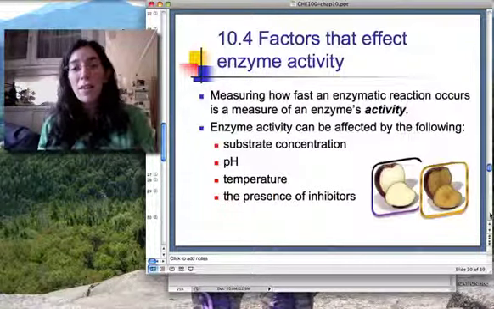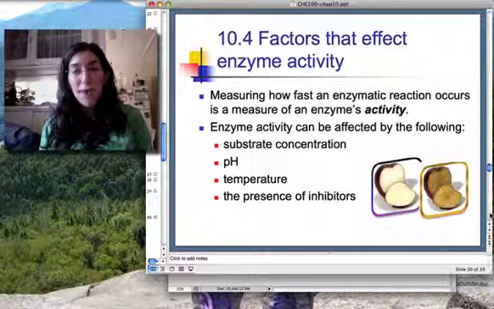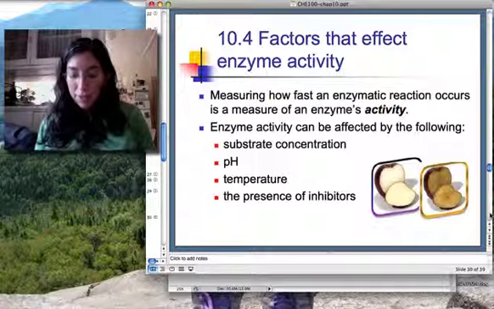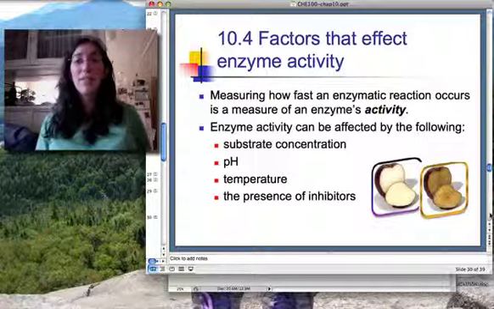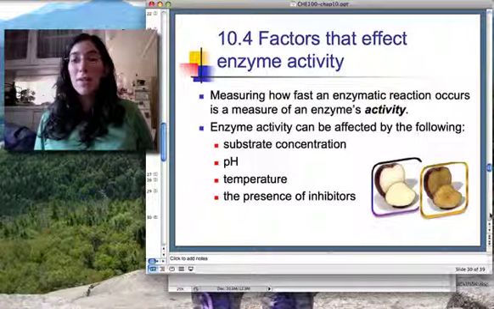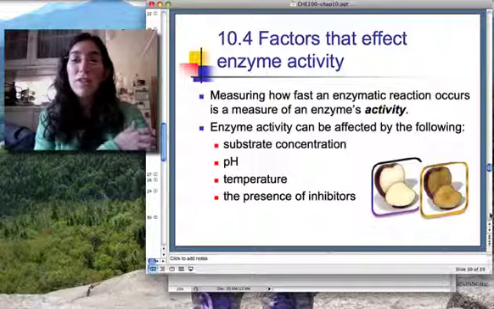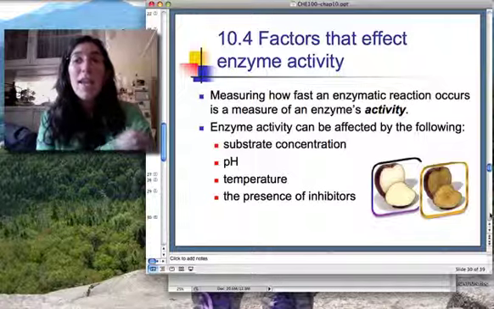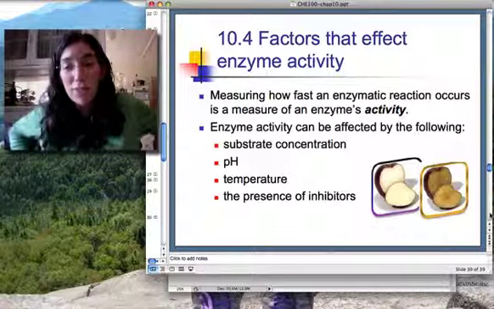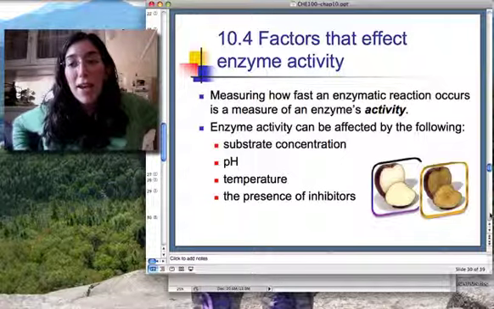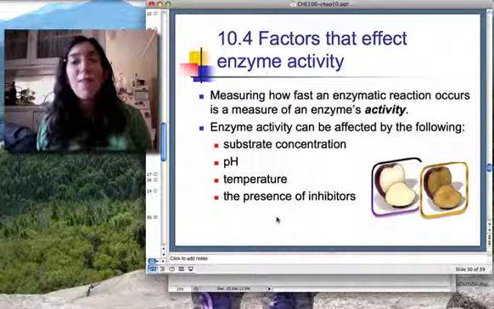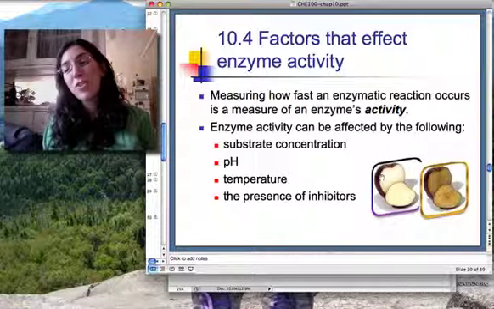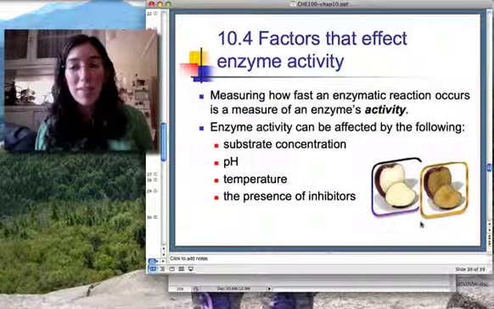Okay, and then I think this is the last part of the chapter. Factors that affect enzyme activity. Enzymes function best under certain conditions. Measuring how fast an enzymatic reaction occurs is a measure of that enzyme's activity. And an enzyme's activity is optimal under different conditions. Some of the different things that can affect enzyme activity are substrate concentration, pH, temperature, and the presence of inhibitors. This picture here talks about an example that the book talks about.